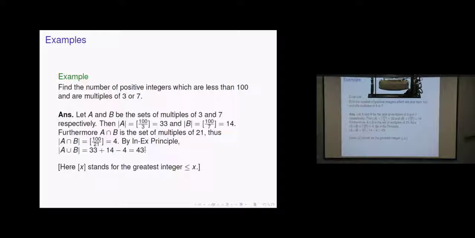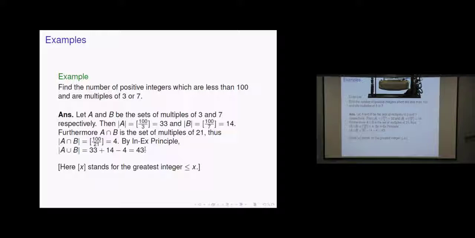Because you count multiples of 3. So every 3 numbers you have 1. So therefore, you have 100 divided by 3, taking the integer part. Okay? So you have 33 elements in A. By the same reason, you have 100 divided by 7 taking the floor, you get 14 numbers in B.